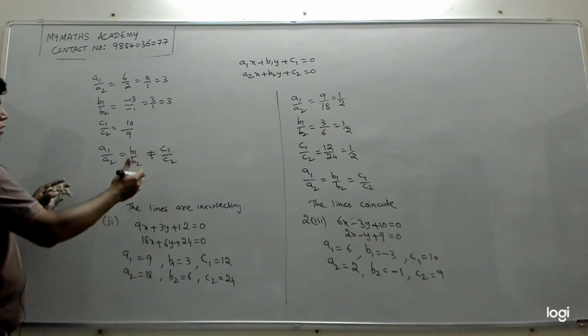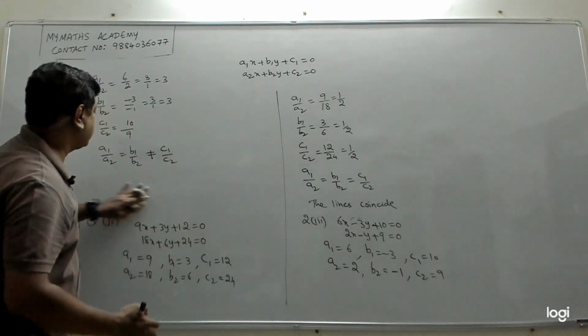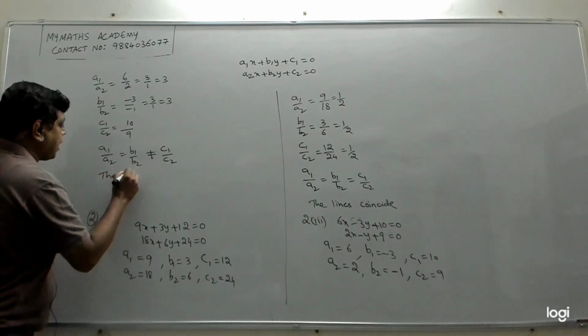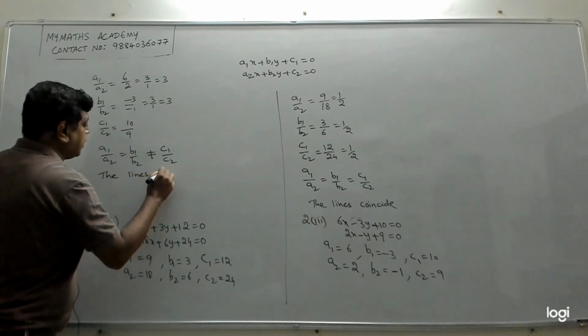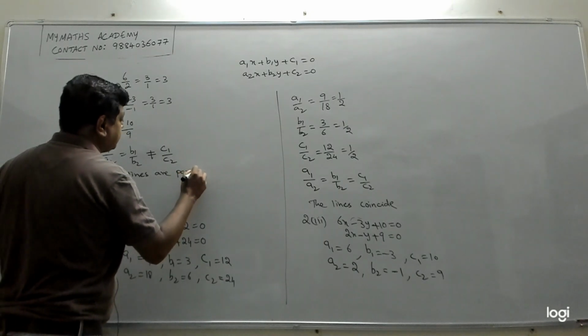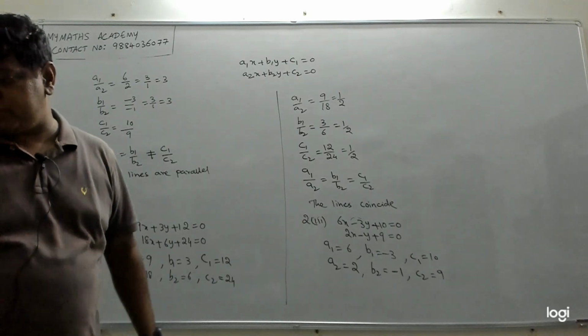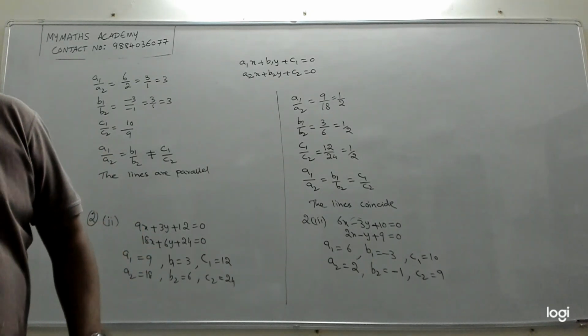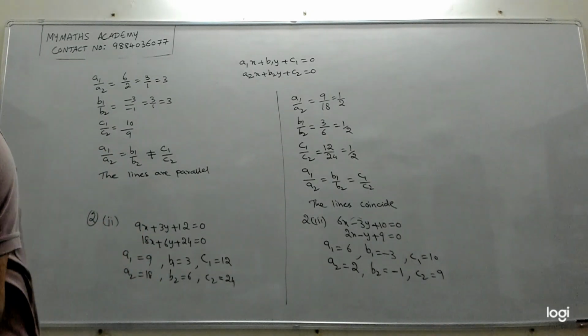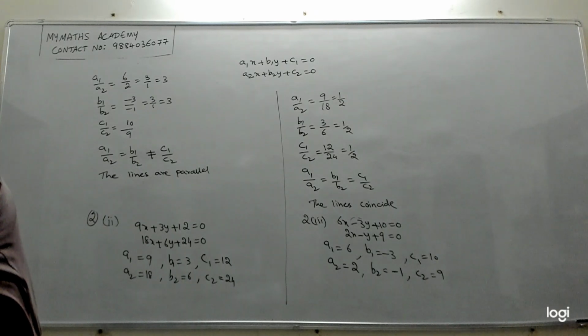Now we have got this condition. This condition is for what type of lines? The lines are parallel. Lines are parallel. Right? So they have just asked whether you have to tell them if the lines are coincident, or parallel, or intersecting. That's all. Fine.